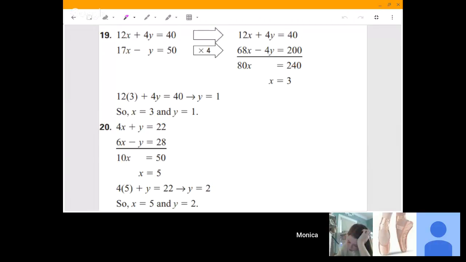So if you have 180 minus 40 minus 90, then that's going to equal 50. Okay, so that leaves you with a 50-degree angle, which is where they get this from.